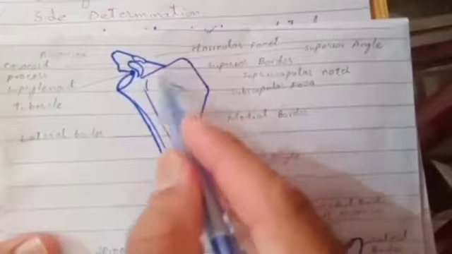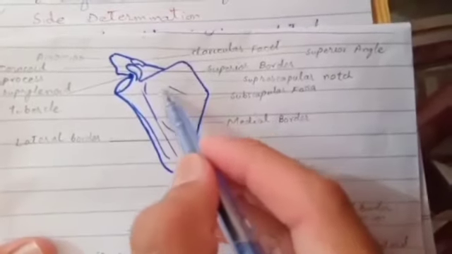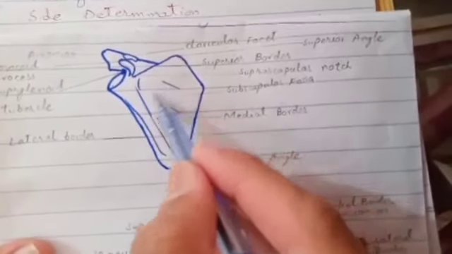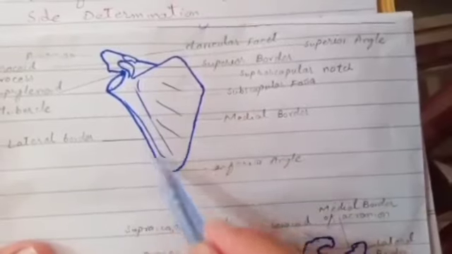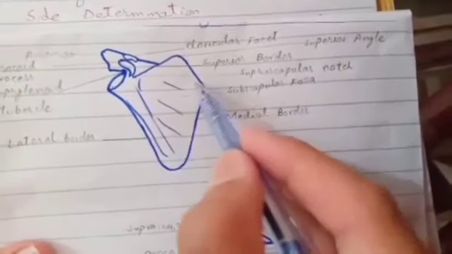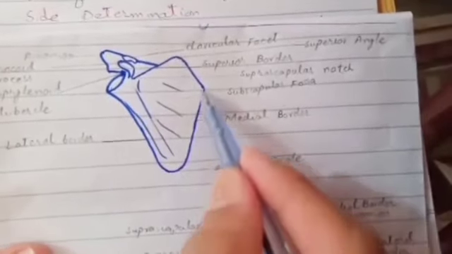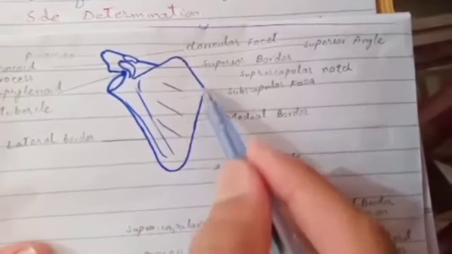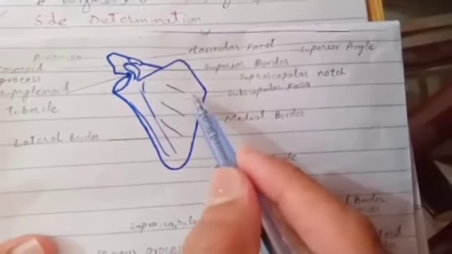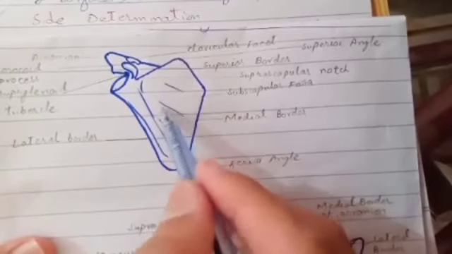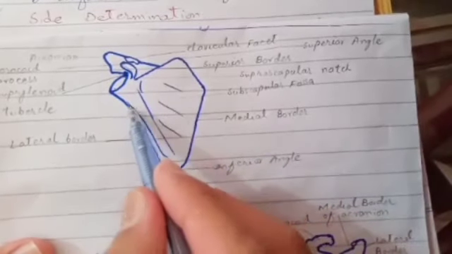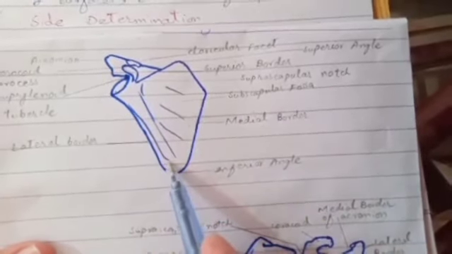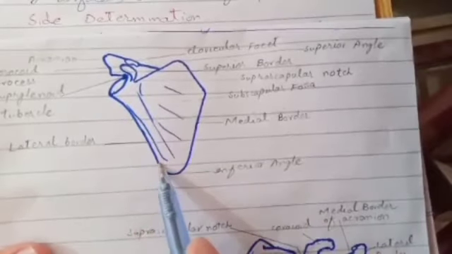This is the costal surface. This area gives attachment to subscapularis on the subscapular fossa. This region gives attachment to serratus anterior. We will discuss these later in the attachments. These are three longitudinal ridges, and this one is the broader ridge that lies along the lateral border.